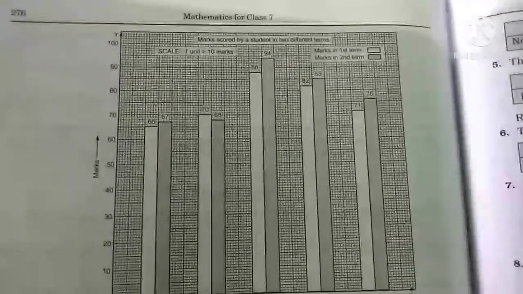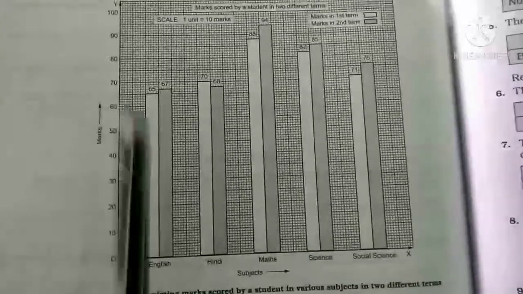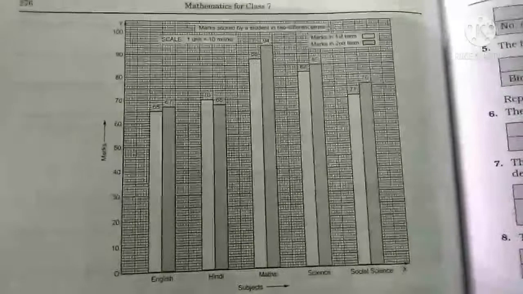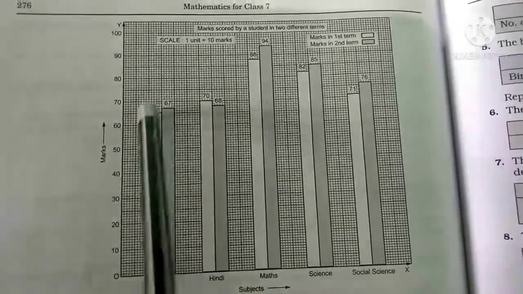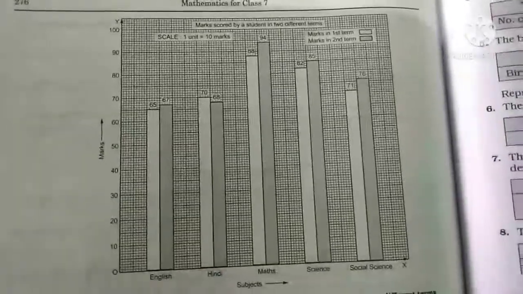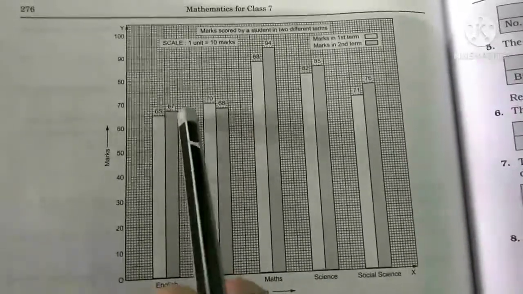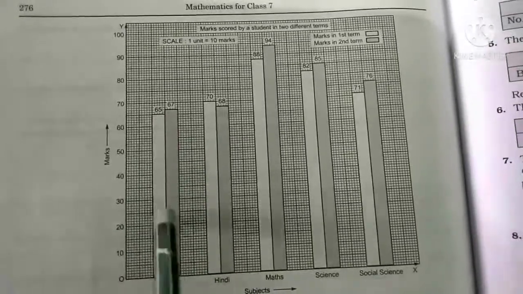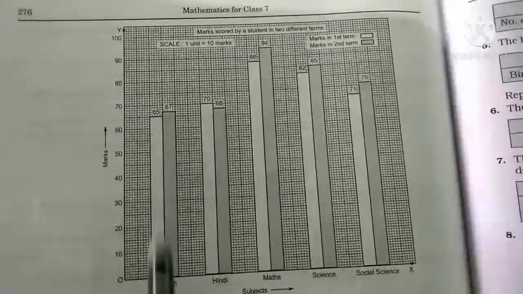Okay. Now we'll see how to represent this data on a graph sheet. This is the representation of data on the graph sheet. Now on the x-axis, the subject has been marked. On the y-axis, marks obtained have been marked. Right. So for the first term examination, we have for English 65 marks. So 65 has been marked. For the second term examination in English, the student has obtained 67 marks. So 67 has been marked. These two bars have to be drawn close to each other. They are adjacent to each other.